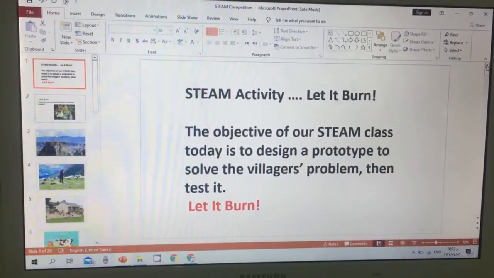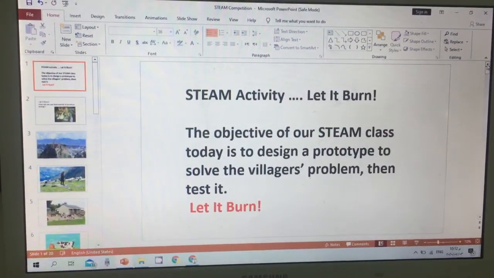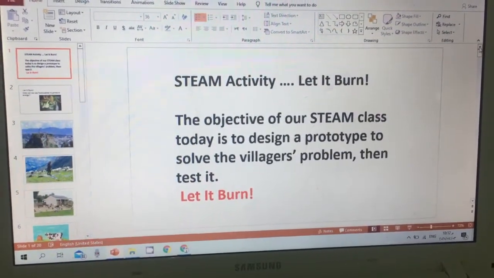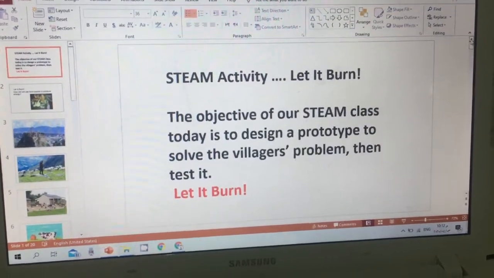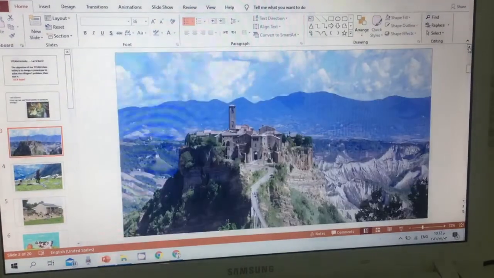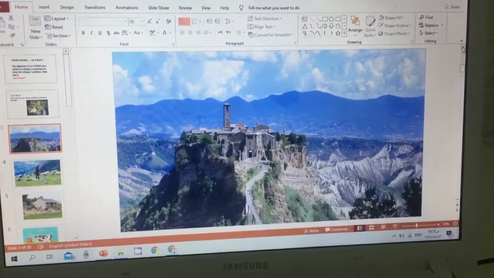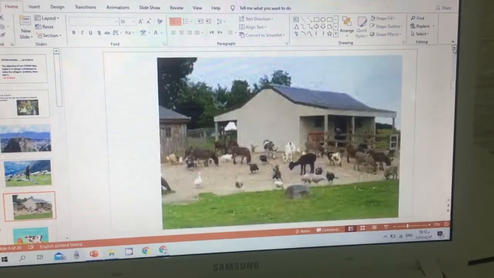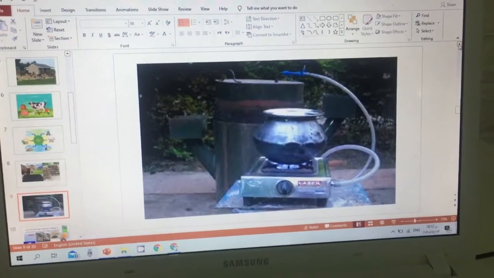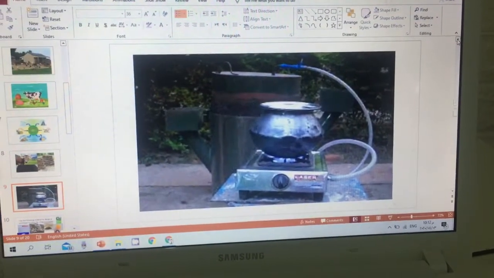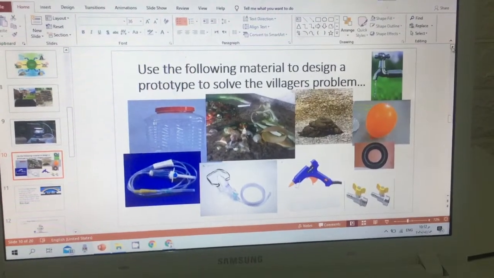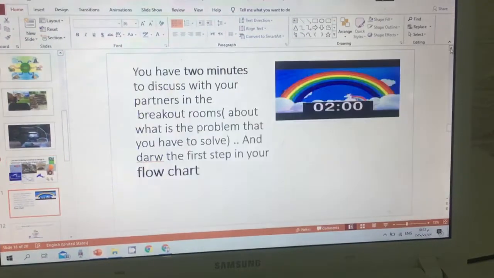I want to share with you the flow of our STEAM class tomorrow. This is the STEAM activity, let it burn, the objective, and then I will tell you about the problem of the STEAM project, picking some pictures. After telling you about the project, I will tell you, using the following materials, design a prototype to solve the villager's problem.